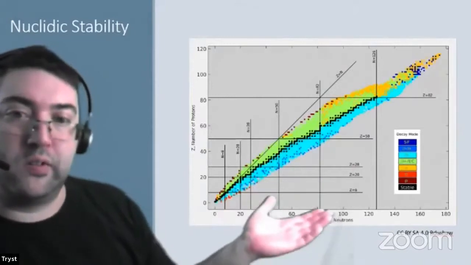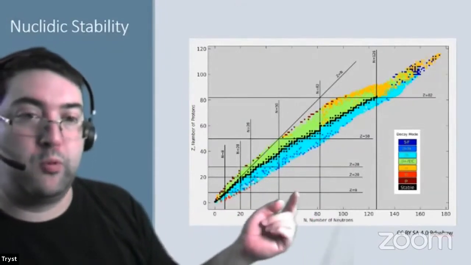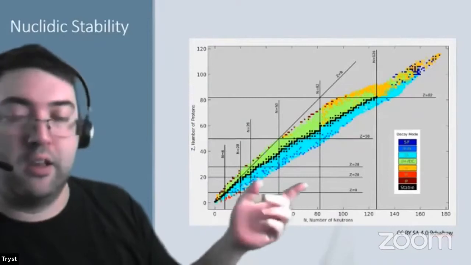The blue means that those elements try and become stable through beta decay.